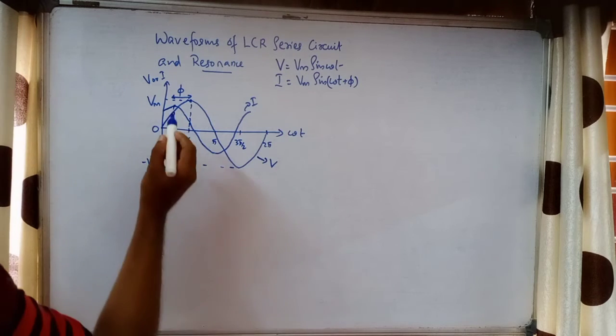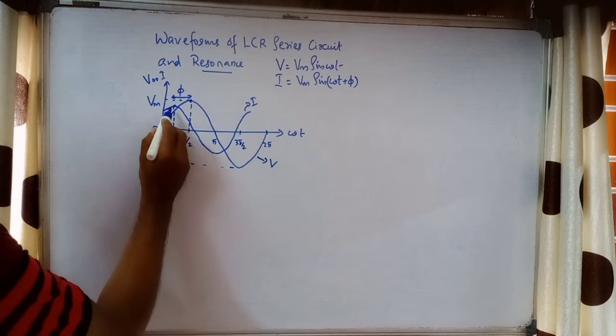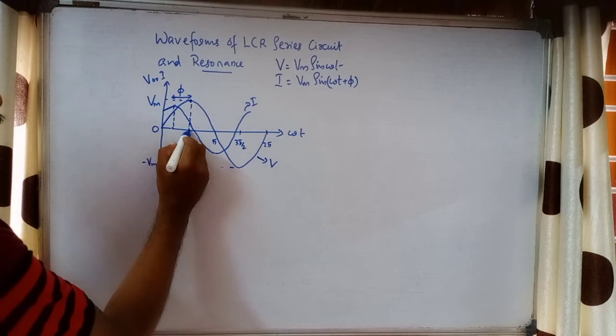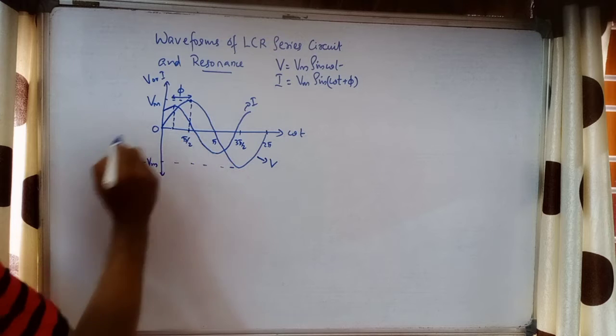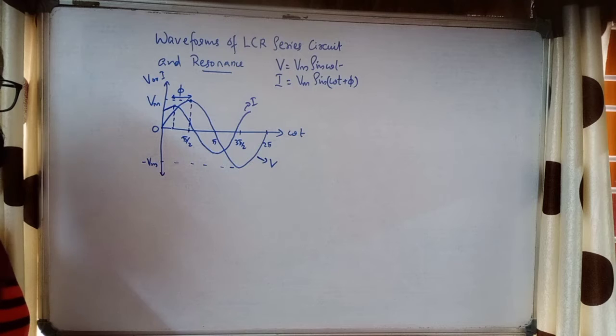What's the phase difference between them? Phi is the phase difference between them. The peak value of the current is here at this particular point, but the peak value of voltage is at pi by 2. So there is a difference. This difference in angle will be the phase difference.